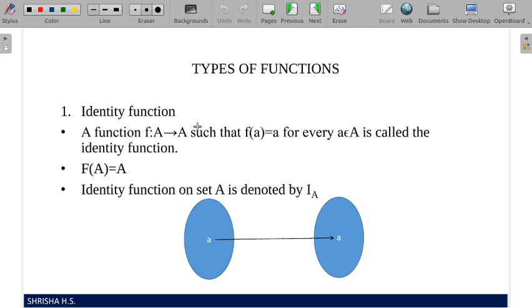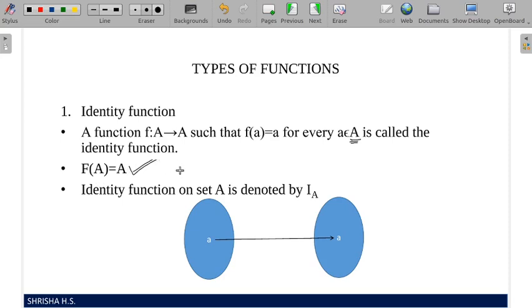So mathematically we will define it now. A function f from set A to set A, such that f of a equals a, where a is an element of set A, is called identity function. There is a set A, you take an element, you apply the function, and you will get back the same value of the element. If that is the case, then it is an identity function. So f of entire set A equals A. If you apply the function to all the elements of set A, you will get back the set A itself. That's an identity function.